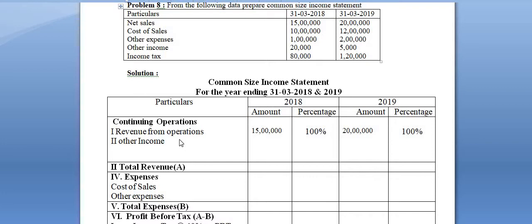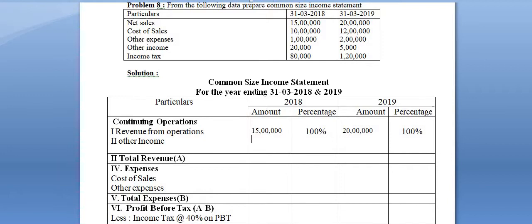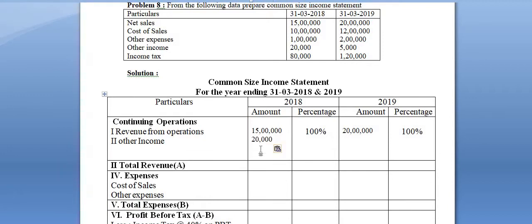Next one, other income. Check in the problem if the firm has any other income. Yes, how much? 20,000. So write the amount of other income. In 2018 other income is 20,000, so write 20,000 here. Now calculate the percentage. First we write the amount. In 2019 other income is 5,000, so the amount here is 5,000. Now we'll calculate the percentage.